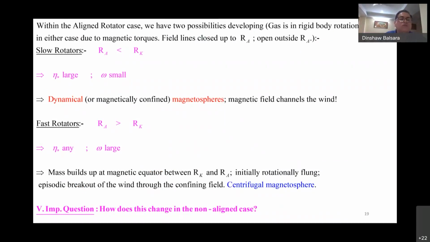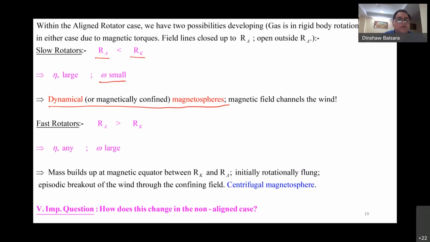Now, if the star is a slow rotator, namely if omega is really small, then the Keplerian radius is really large, and the Alfvén radius is smaller than the Keplerian radius. In such circumstances, the closed magnetospheric field lines will dynamically channel the flow that takes place in the wind.